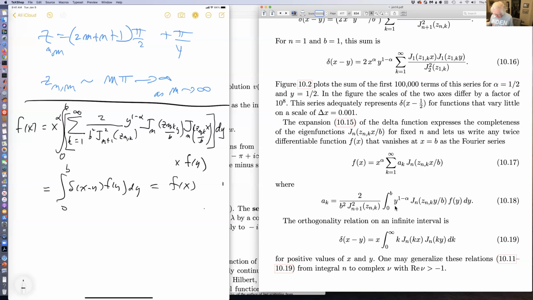So the delta function represents the completeness of the eigenfunctions. And this is like in quantum mechanics when we have a sum on n equals, I don't know, 1 to infinity or whatever, of the inner product of a state with the x position operator and y position operator, and this is then delta of x minus y.